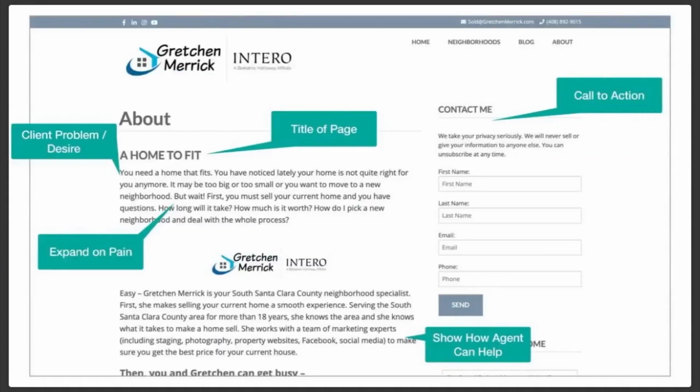So we're going to take a look at one from one of our marketing club members, Gretchen Merrick. Gretchen works with Jim, and he helped her put this page together. You can see, and I tried to highlight, the title of the page is A Home to Fit. Now remember, we were going to do that last though.